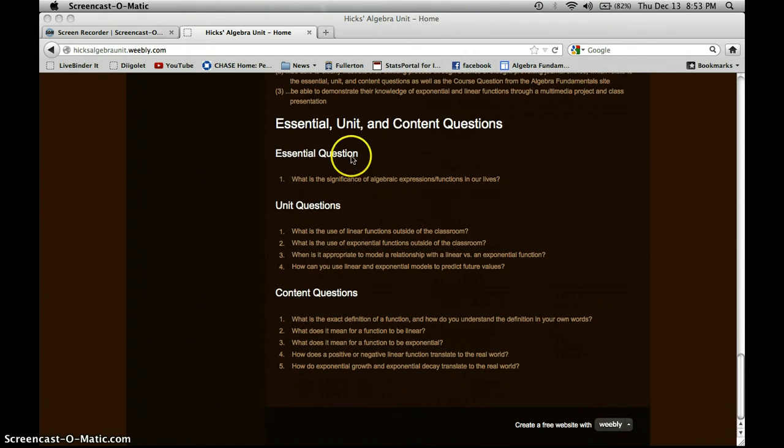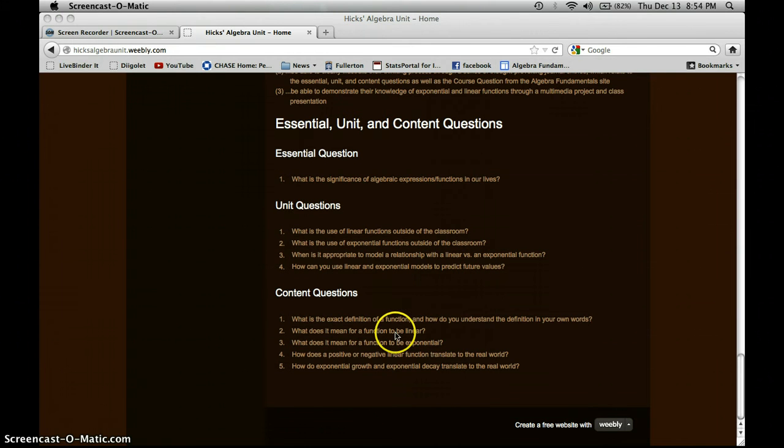So here's the essential question. What is the significance of algebraic expressions and functions in our lives? Unit questions kind of branch off of that. How can they use linear and exponential functions outside of the classroom? And when is it appropriate to use a linear versus exponential model? And how can you use them to predict future values?